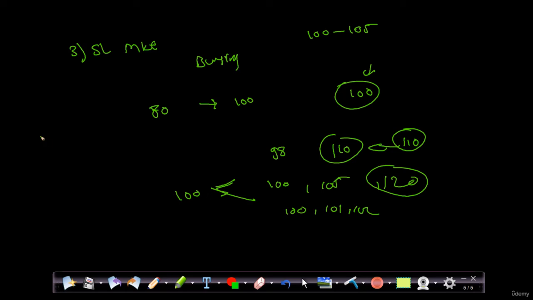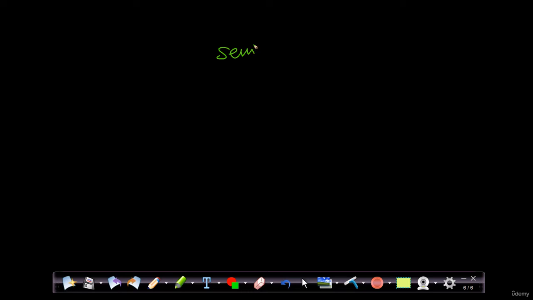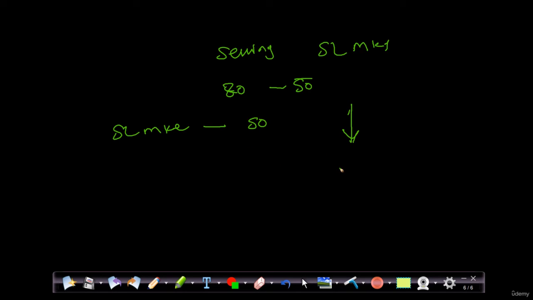How does it work on the selling side? In the selling stop loss market, suppose you bought at 80 rupees and you wanted to place stop loss at 50 rupees as a trigger price. Just place stop loss market and trigger price is 50 rupees. So whenever market moves down, if market sees 50, it will trigger at 50 only.